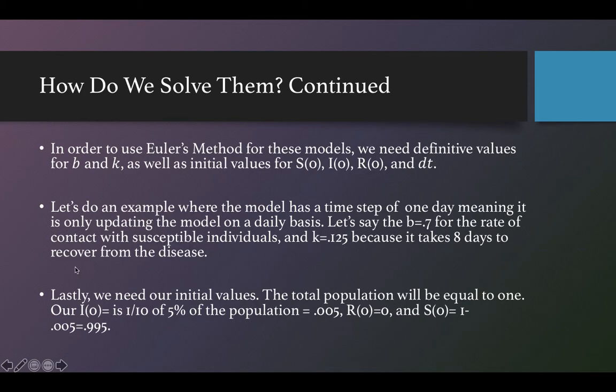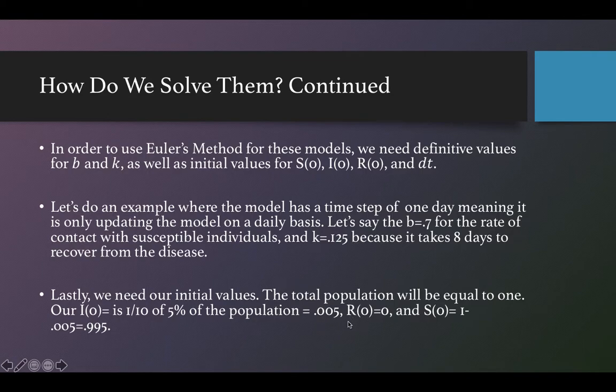So then we just need now to do the rest of our initial values. So our total population is going to be equal to 1. So that's just 100% of the population. We're just calling that 1. And then our initial infected value at time 0, let's just say that it's 1/10 of 5% of the population. It seems like a strange number, but we're essentially just saying that we're starting with a very small number of the population that's infected. So when you do that math out there, you're just going to get 0.005.